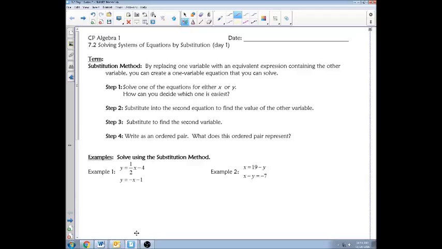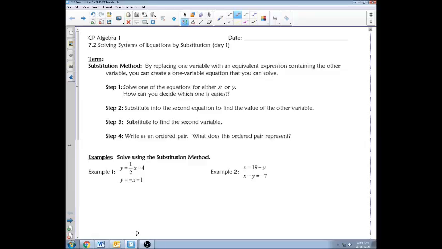It's the same idea as what we just talked about in our last section where we're solving a system of equations. We want to come up with a point where the two equations would cross if we were to graph them. But instead of graphing them, this should be a quicker and easier way to solve the system. Okay, the substitution method. By replacing one variable with an equivalent expression containing the other variable, you can create a one-variable equation that you can solve.